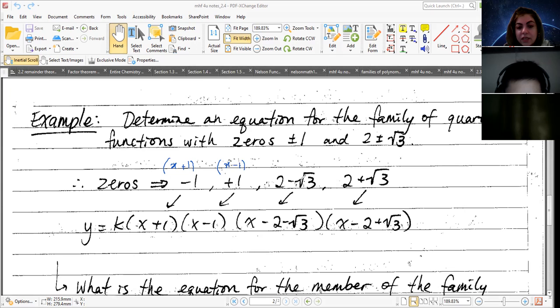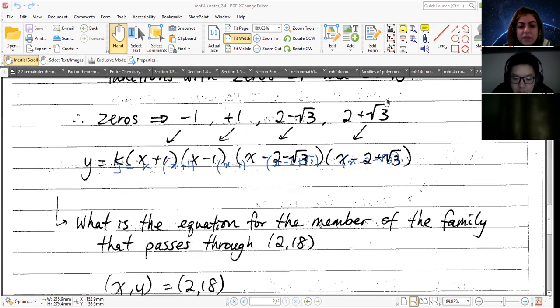Here is positive, I turn it to negative. The same thing here. X, here 2 is positive, I turn it into negative. Here is negative, I turn it to positive. Same thing here. X, 2 is positive, so I turn it to negative, plus the square root of 3, I turn it to negative. You got it? That would be my bracket. Of course, I need to have this constant here. Okay, so this is going to be the general form of the equation that has these zeros.